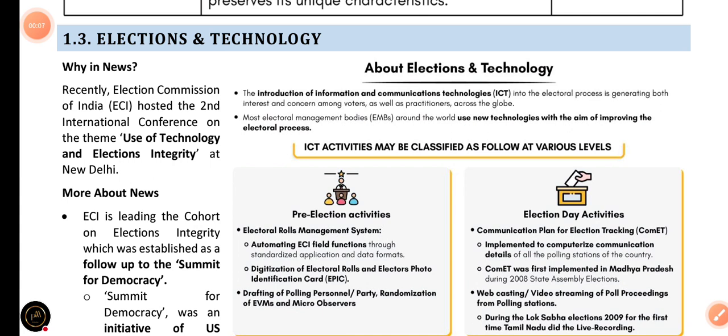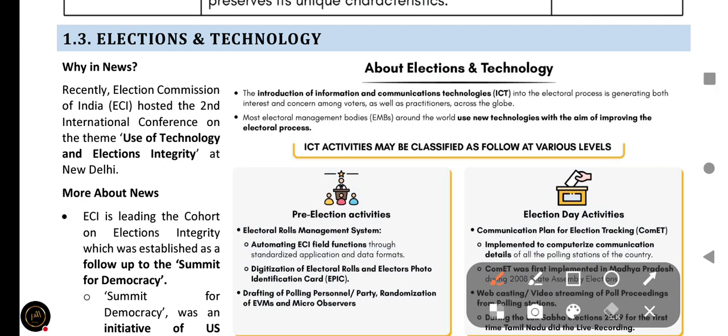And welcome to the second session of the Yearly Current Affairs Magazine for the 2024-25 UPSC IAS examination. So here we will discuss the second lecture of the monthly magazine of Vision IAS. Okay, so here we will discuss elections and technology.